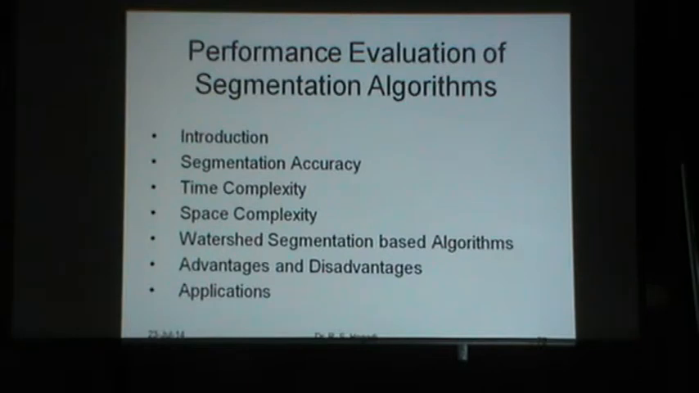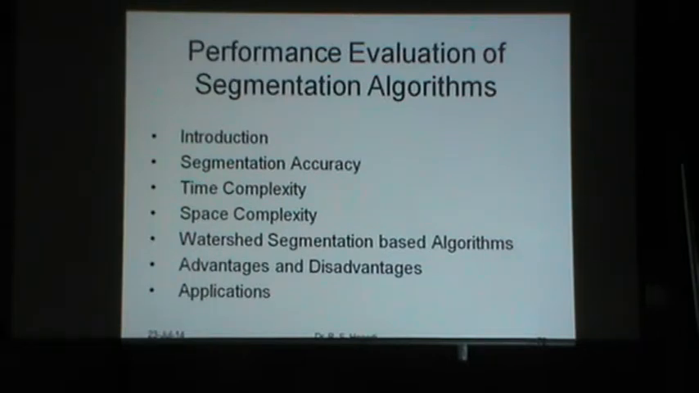And what we did, we took images with 0% abnormality, 1% abnormality, 2, 3, 4, up to 40% abnormality. We selected images with different percentages of abnormality, and then we checked the segmentation accuracy of all the techniques, the time requirement for all these techniques, and the space complexity, that is, how much memory space it occupies during execution. Then we used some three watershed segmentation based techniques.